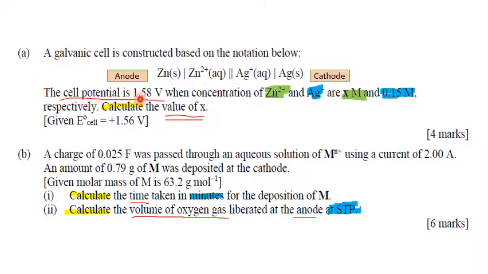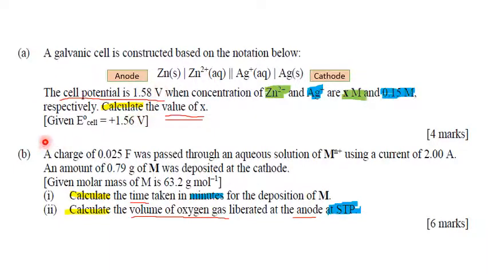So the cell potential is 1.58 volt when the concentrations of Zn2+ and Ag+ are as given. This means that here we are going to use the Nernst equation. Calculate the value of x given that the E°cell is positive 1.56 volt. So this is the E°cell, here is the Ecell.